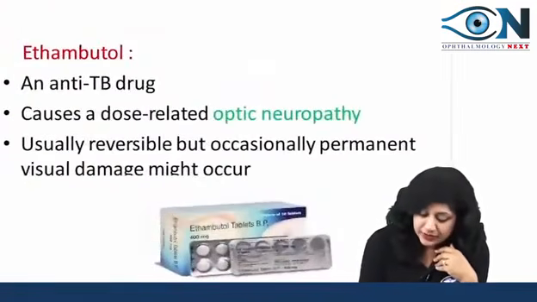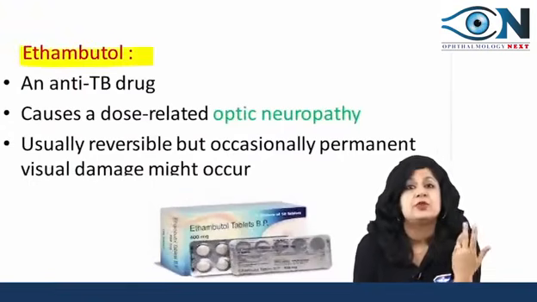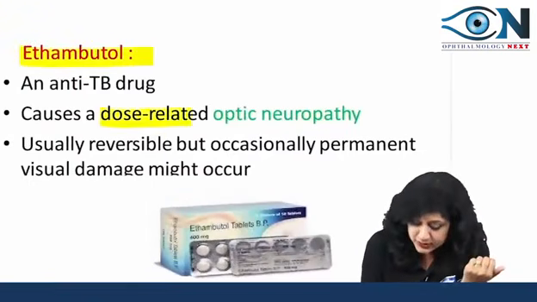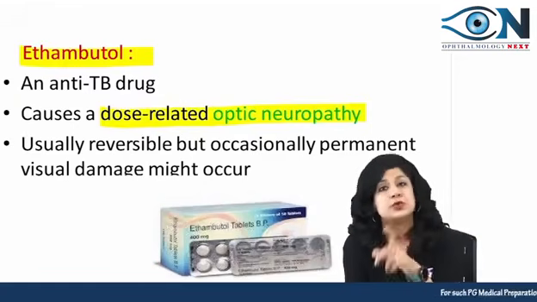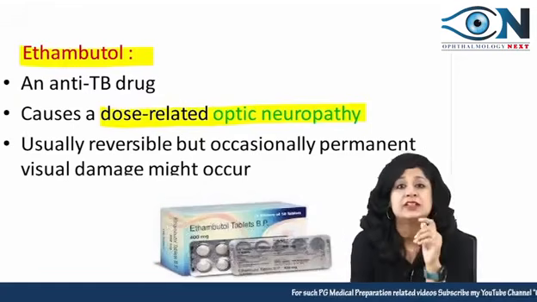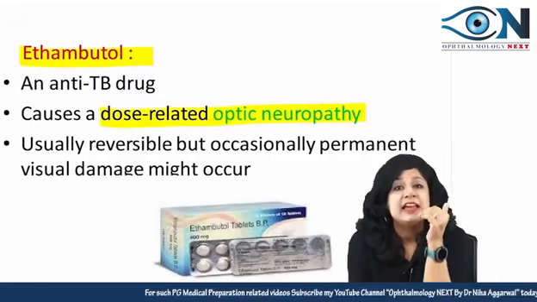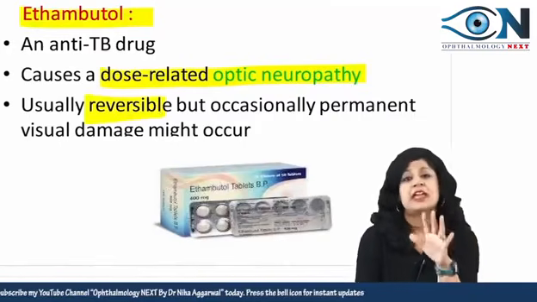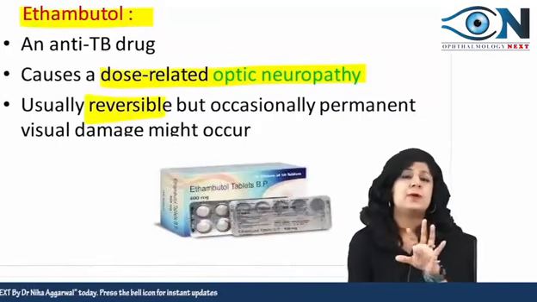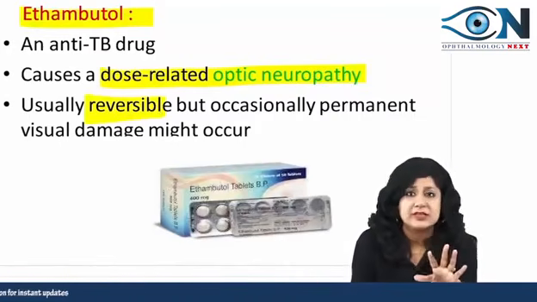Then the next important drug is ethambutol that you are using as an ATT. It causes a dose related optic neuropathy. Now, I think everybody knows that it causes optic neuritis, optic neuropathy, but you should know that it is dose related optic neuropathy, and it is reversible. Most of the time it is reversible. Occasionally, permanent visual damage can take place, but mostly it is reversible.